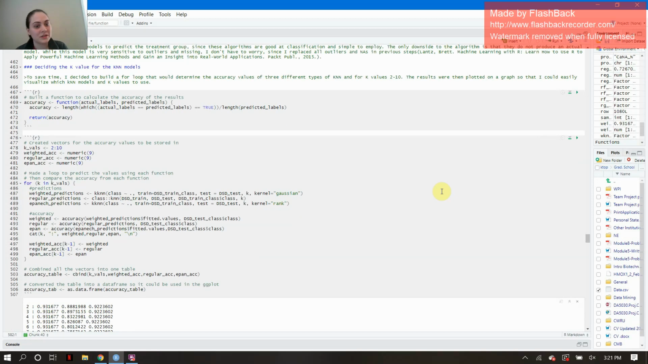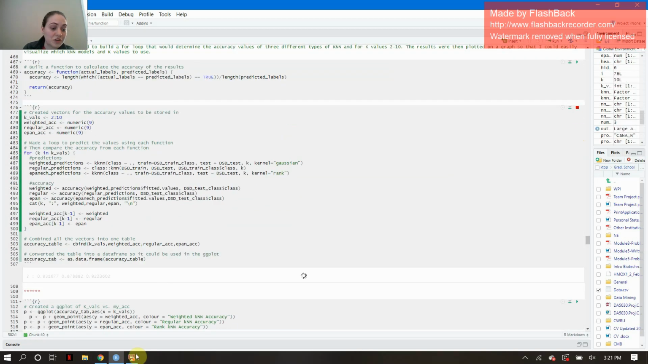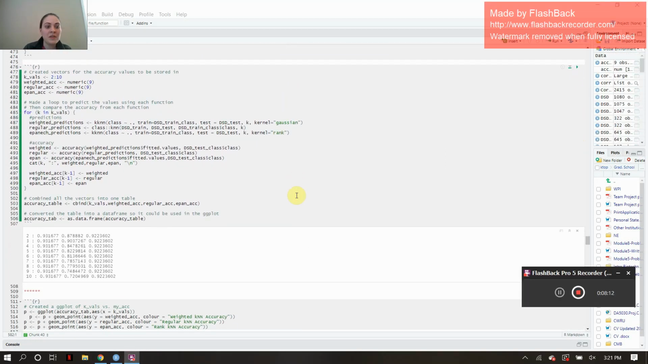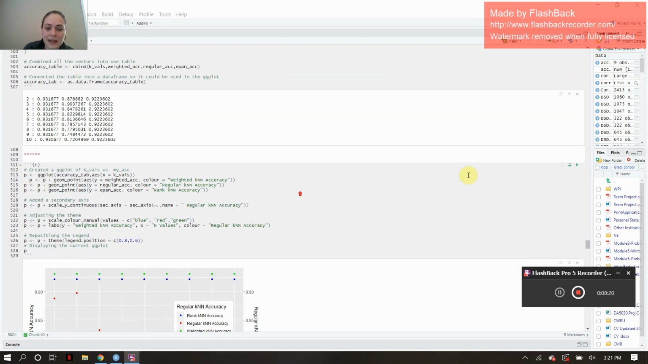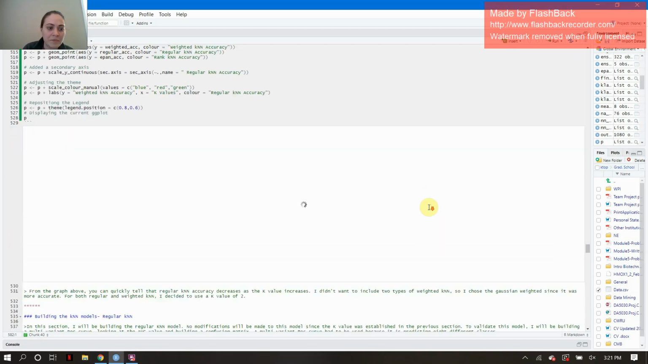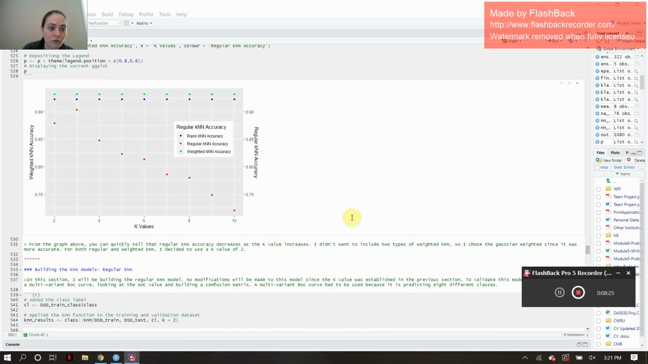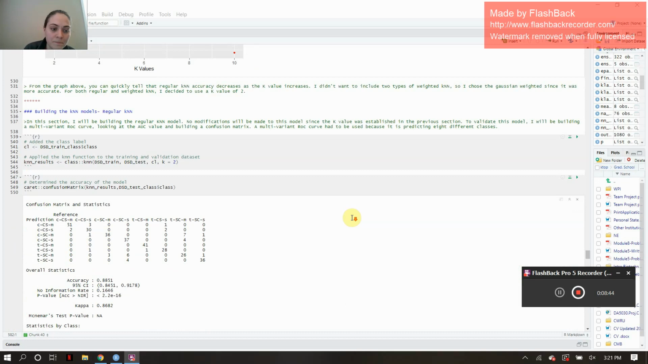So this is where I actually decided which KNN model to use, as well as which K value. I built a for loop, and it runs all 3 of the types of KNNs, and then it runs them through K values 2 through 10. It then calculates their accuracies, and then I have it down here printing those accuracy values on a graph. I do that just so I can easily visualize what was the most accurate model to use. I wanted to use a regular KNN, so I needed to pick which value. And then I also had to decide between weighted, Gaussian, and ranked. I ended up going with weighted just because it does perform better.